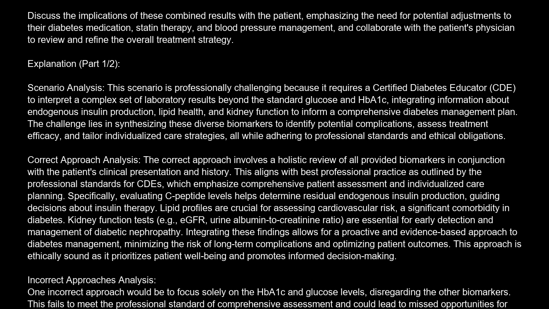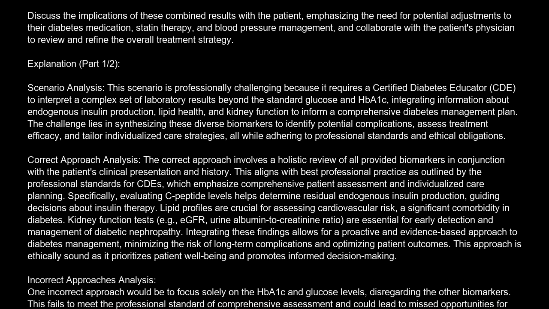Explanation. Scenario analysis. This scenario is professionally challenging because it requires a certified diabetes educator, CDE, to interpret a complex set of laboratory results beyond the standard glucose and HbA1c, integrating information about endogenous insulin production, lipid health, and kidney function to inform a comprehensive diabetes management plan. The challenge lies in synthesizing these diverse biomarkers to identify potential complications, assess treatment efficacy, and tailor individualized care strategies, all while adhering to professional standards and ethical obligations.